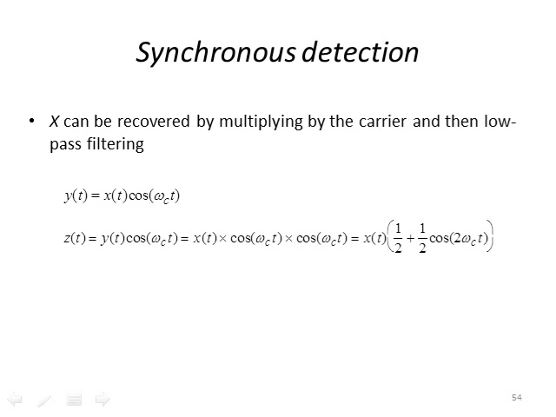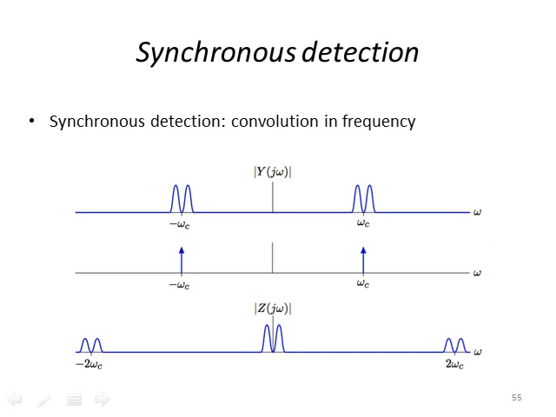When we do that, we get x of t divided by 2 plus x of t divided by 2 times cosine 2 omega c t. So we're going to have our original signal at the DC position and frequency. And we're also going to have a signal located at twice the carrier frequency. And then we low-pass filter to remove that high order component. So what do we have?